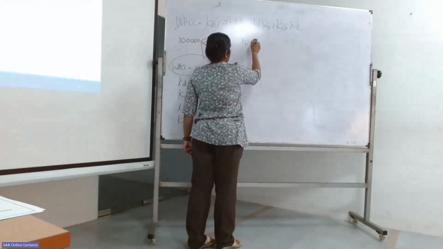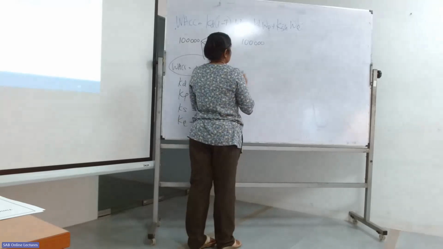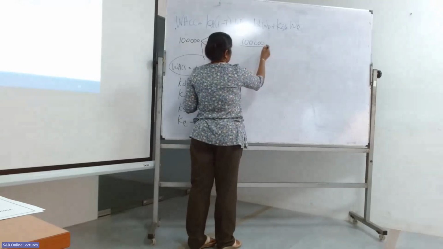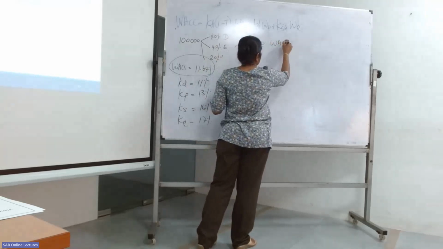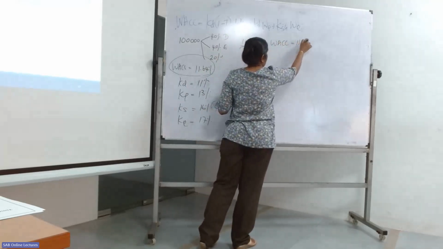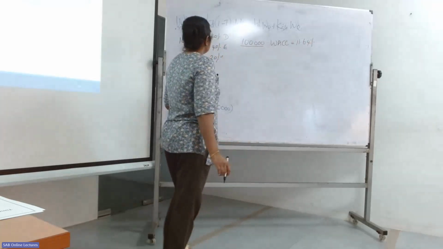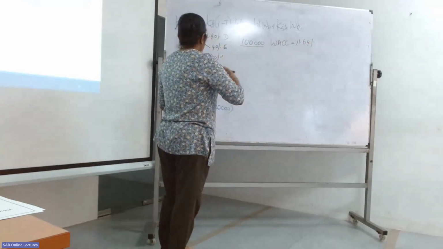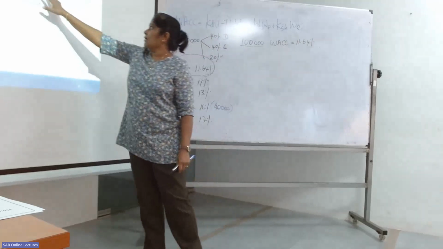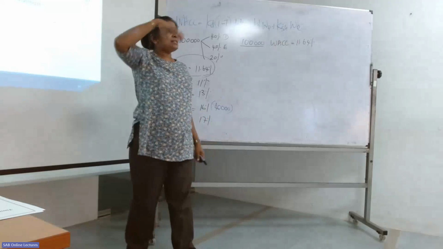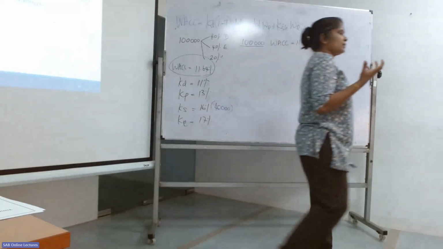At 100,000, we have calculated WACC, the weighted average cost of capital, as 11.64. Already done it. Now they are going to increase their total capital requirement from 100,000 to 200,000. Additional 100,000. What is the total capital now? How much?